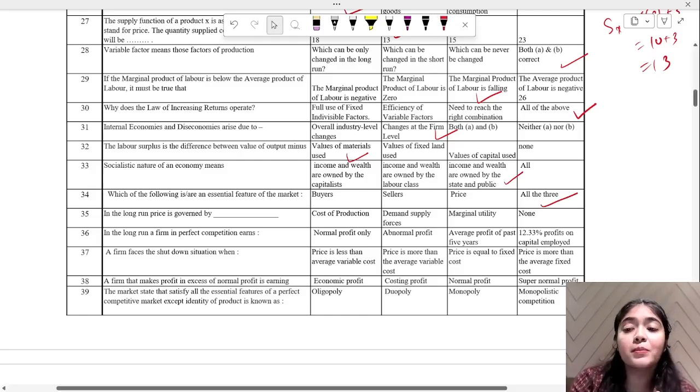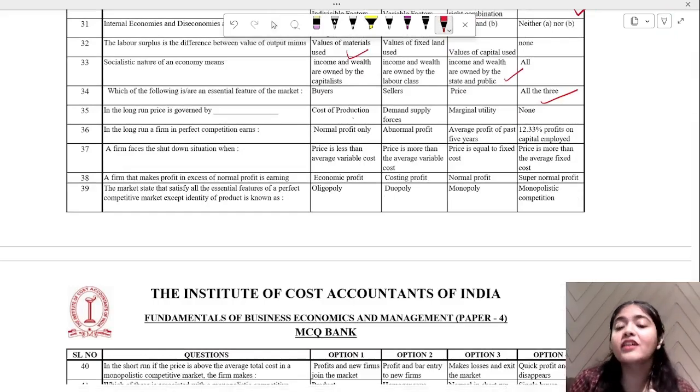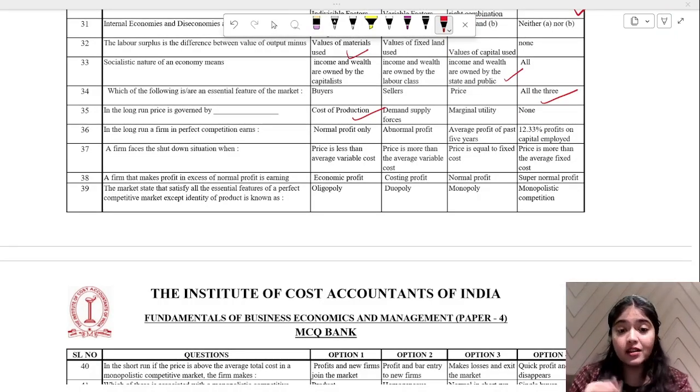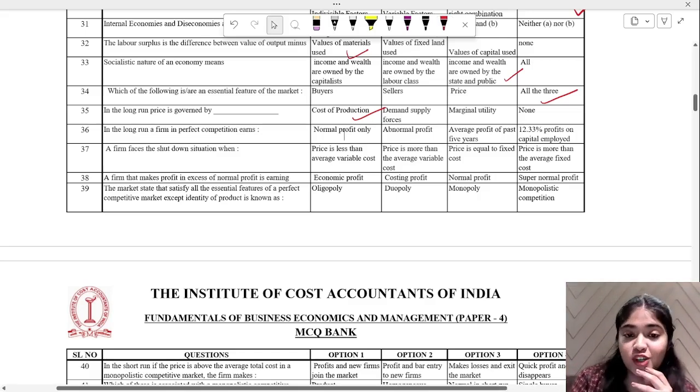In the long run, price is governed by what? Cost of production, demand, supply forces, marginal utility, or none. You guessed it right. In the long run, at what cost you're producing will affect your long run price, because then you can also decrease your price when the cost of production is getting low, and you have reached the experience level and everything. At that time you can charge a lesser price also. So cost of production is the correct answer.